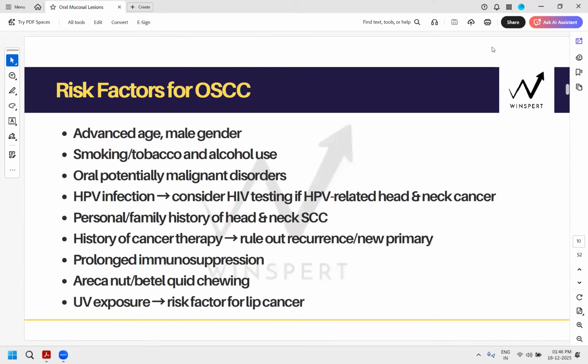Then any other personal or family history of cancers. If they have had previous cancer therapy, then it's also a risk factor. Any lesion in those patients, you should rule out for recurrence or any other new primary cancer. Also prolonged immune suppression, chewing areca nut or betel nut, and UV exposure, because that is a risk factor for lip cancer.